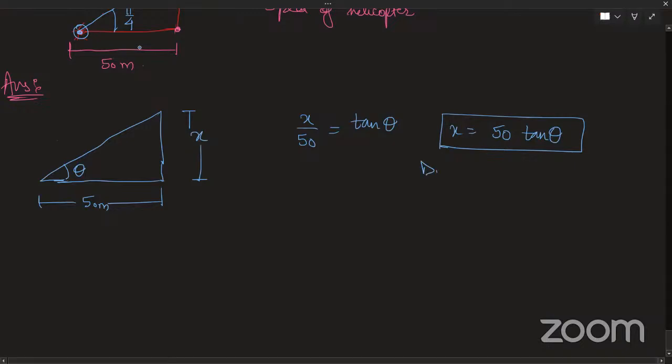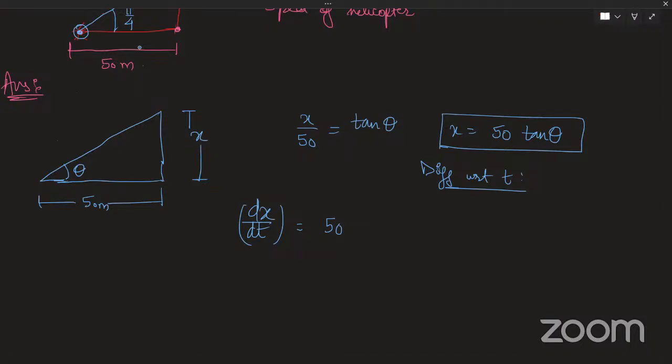So if I differentiate it with respect to time, dx by dt is 50 times, tell me, how will you differentiate tan theta with respect to t? You need to differentiate it with respect to theta first. What will be the derivative of tan theta with respect to theta? Correct.